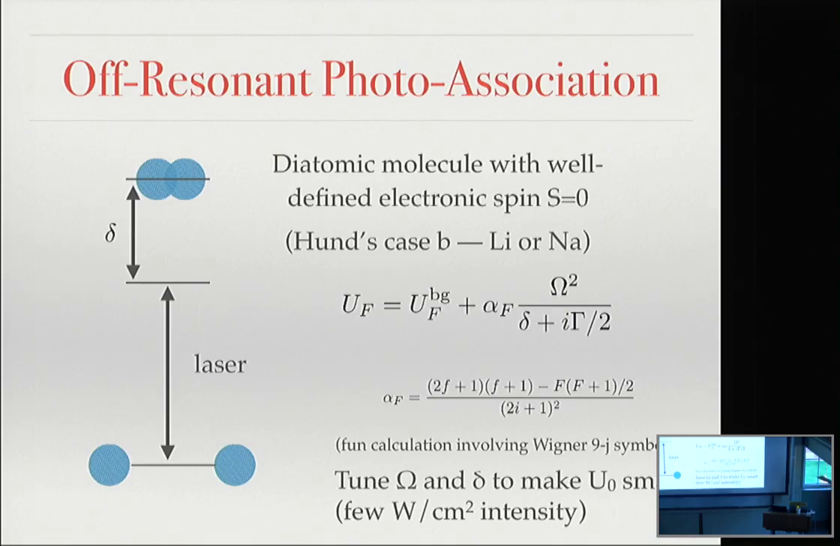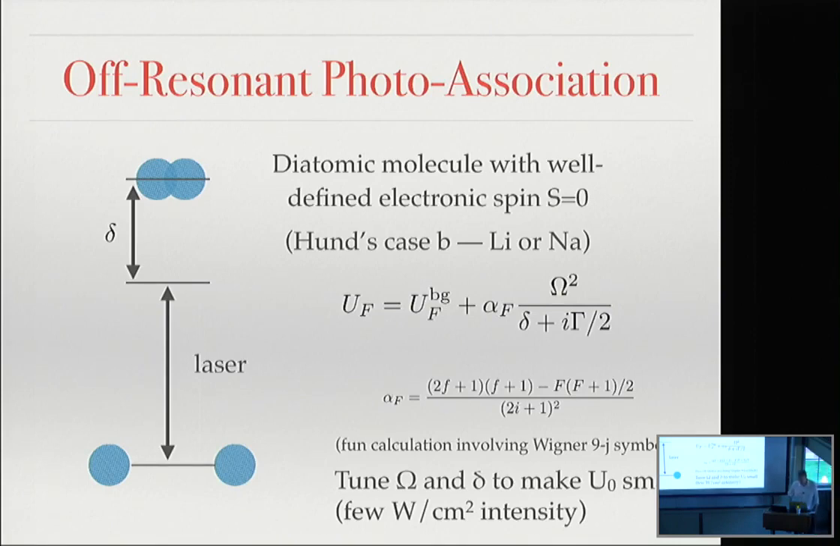Right, so you're getting a shift that's proportional to the intensity of your laser and inversely proportional to your detuning. You can do a little exercise in Clebsch-Gordan coefficients and calculate what these coefficients should be. The key point is that they're a monotonic function of this big F. So if initially all of these background U's are the same, you can tune this term in principle so that the U0 becomes very small, but all the others aren't made small.